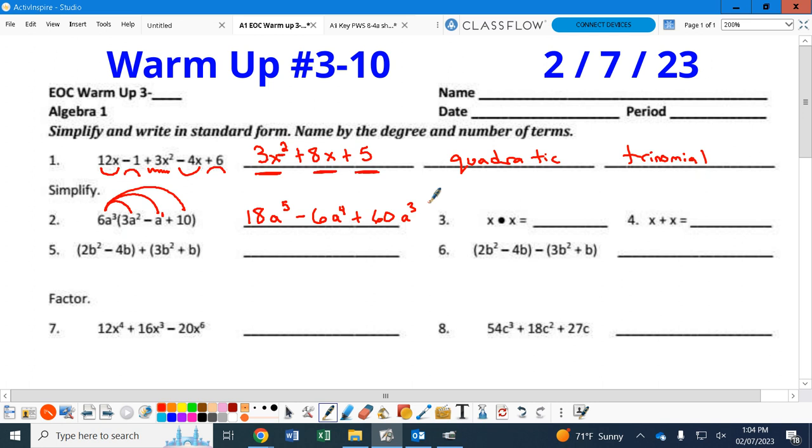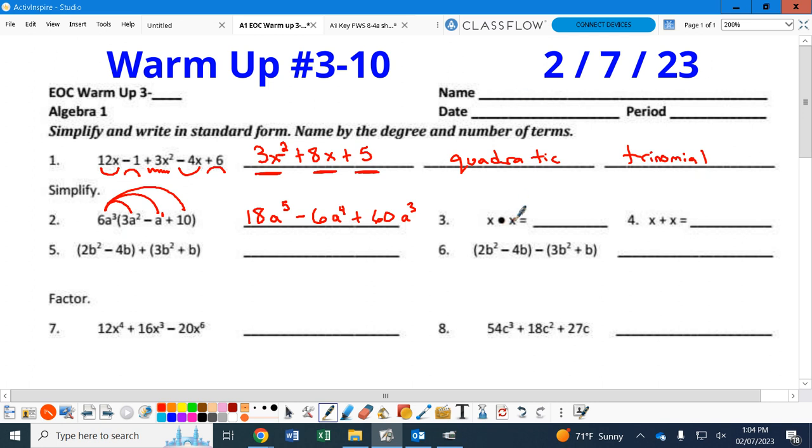Okay, is it in standard form? Yes. Why? Yeah, highest power down to lowest. You've got nothing else to simplify. All those are correct. Okay, any questions? Good. Okay, here we go.